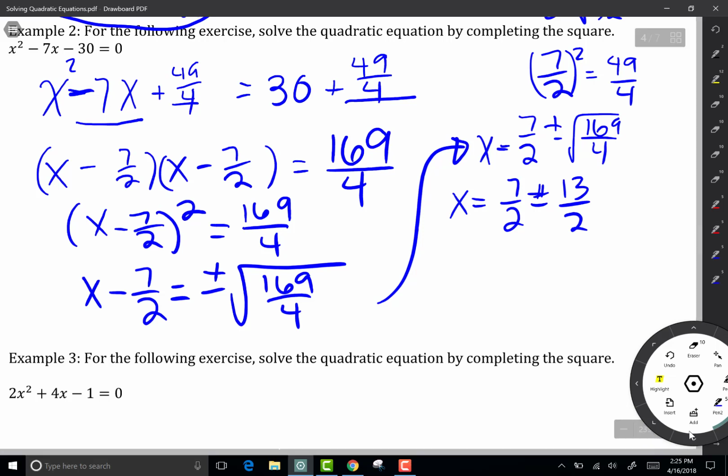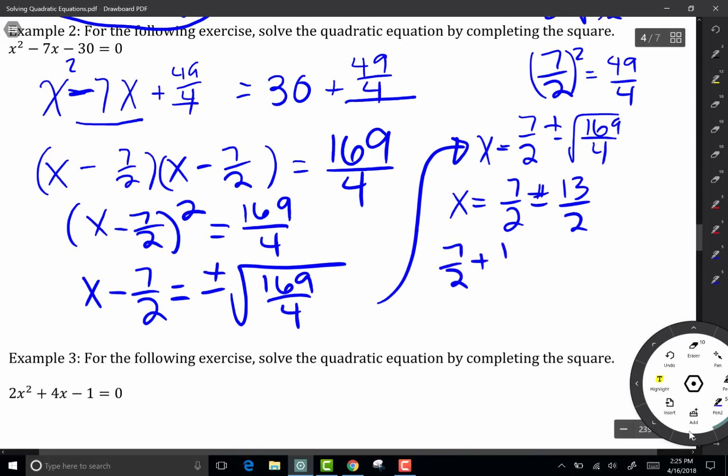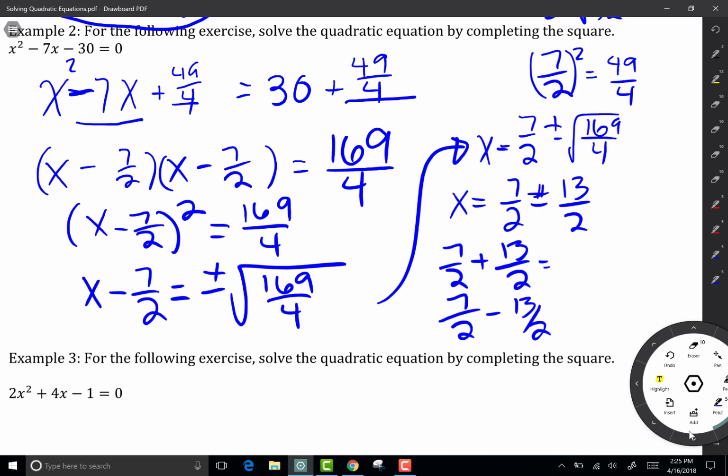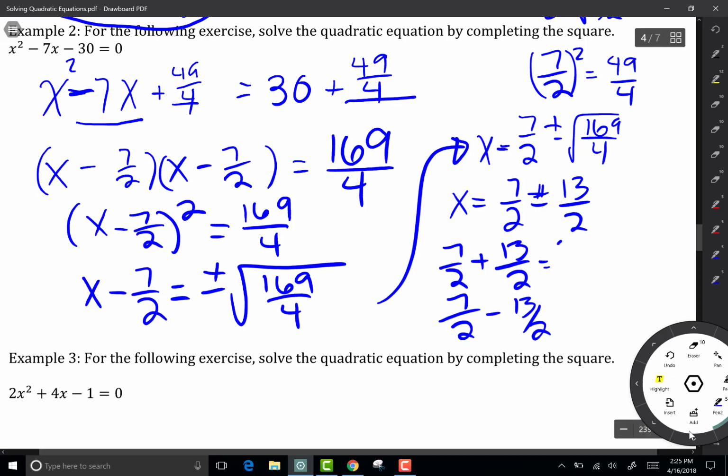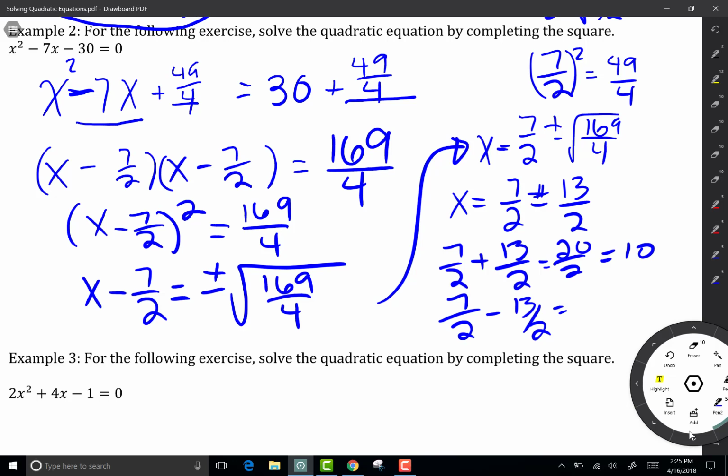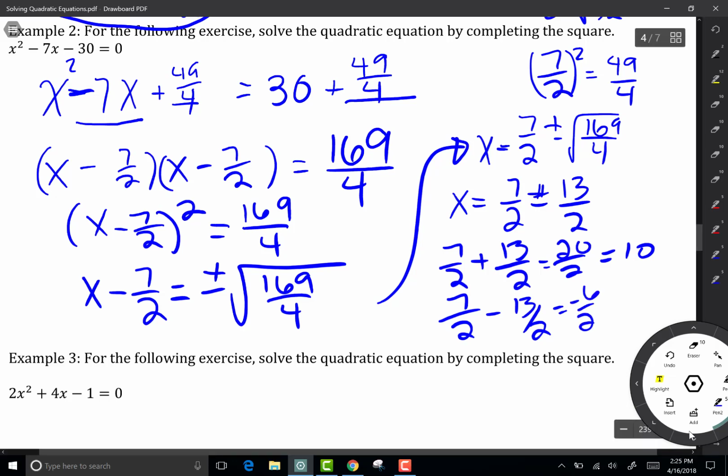Okay, so I have two answers. I have 7 halves plus 13 over 2, and I have 7 halves minus 13 over 2. When I take 7 halves plus 13 over 2, that gives me 20 over 2, which is 10. And when I take 7 halves minus 13 over 2, that gives me a negative 6 over 2, which is a negative 3.